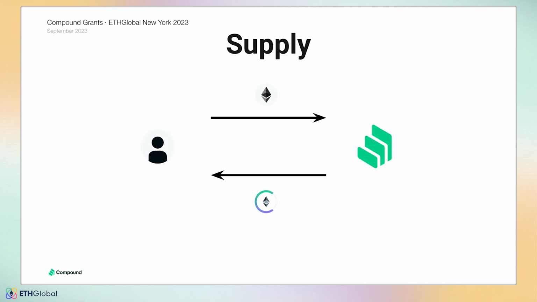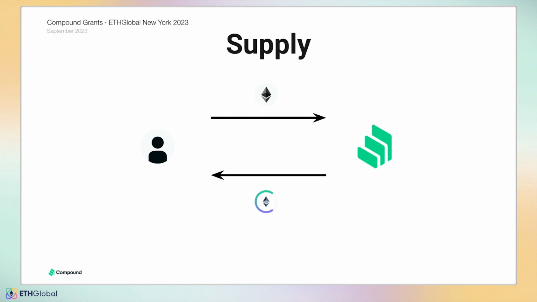So I'm going to give you a little bit of an example here. Let's say you use one of the many interface applications for the protocol. You can supply assets to Compound. When a supplier supplies, they get a fixed amount of C tokens, which you can think about as a one-to-one asset that is representing the underlying that you have in the protocol.